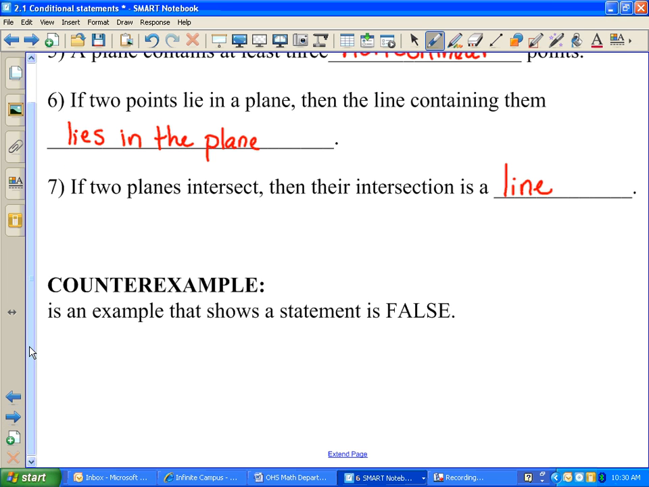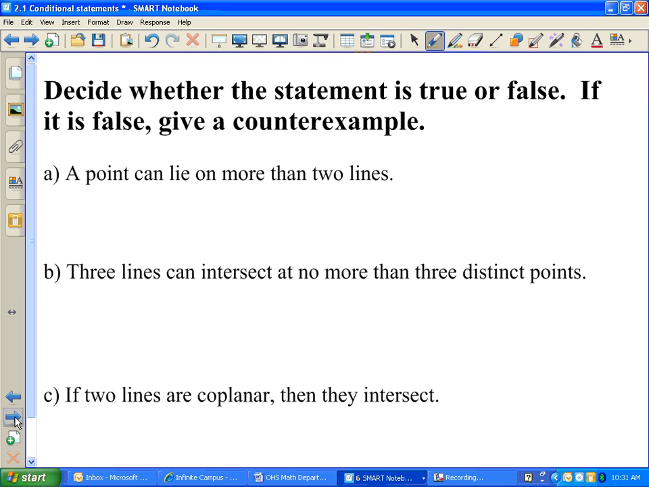All right, so counter example. We've talked about this before. It's an example that what? Shows your statement is false, or an example that shows either a statement or an equation that is false. So it's going to ask you, give me a counter example. Well, give me an example that shows that statement to be false. All right, so we're going to decide whether the statement is true or false. If it's false, we're going to give a counter example.